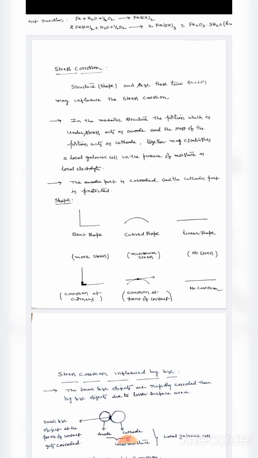See, we have three types of shapes here: bend shape, curved shape, and linear shape. In bend shape, we will have more stress and the corrosion will take place at the corners. In curved shape, we will have only minimum stress, so the corrosion will take place at the point of contact. And in linear shape, no corrosion will take place.